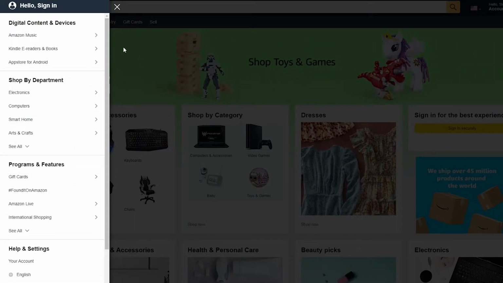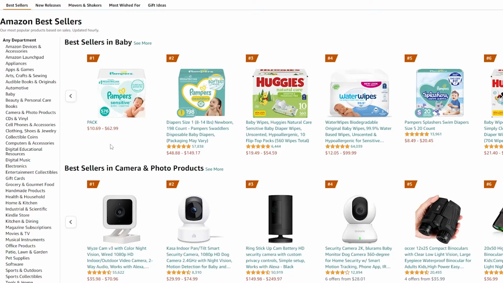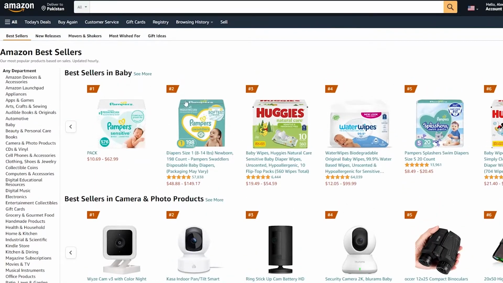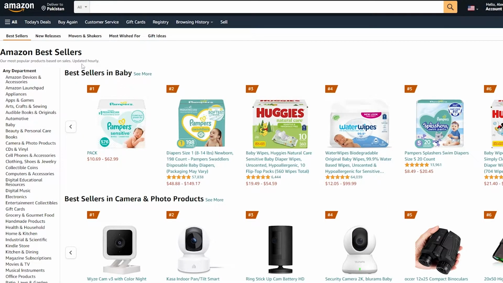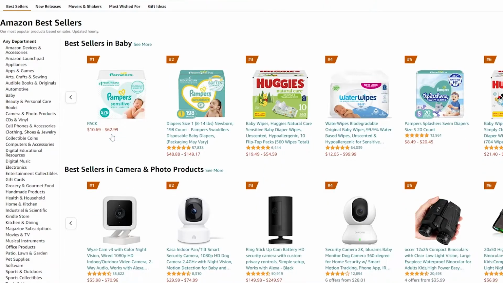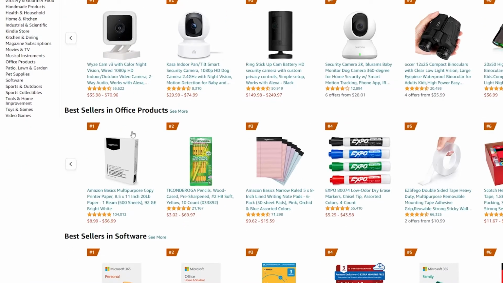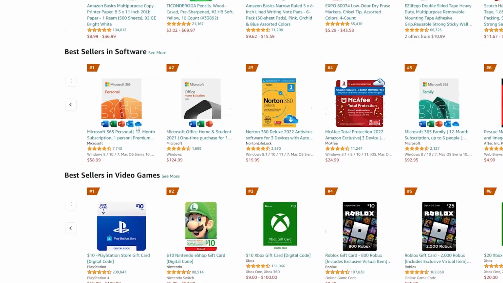So over here, one minute. So here are the bestseller, best-selling items. I couldn't find it over here, but if you just quickly search for best-selling items, then it'll pop up. All right, so these are the best-selling items in babies, best-selling items in cameras and photos, office supplies and software, right?